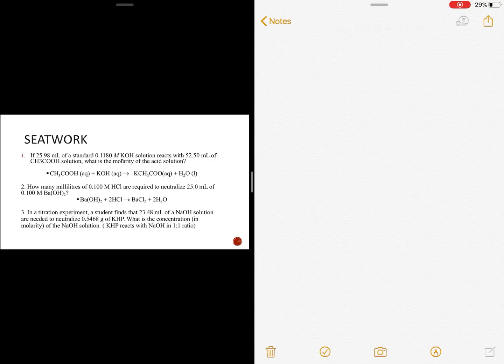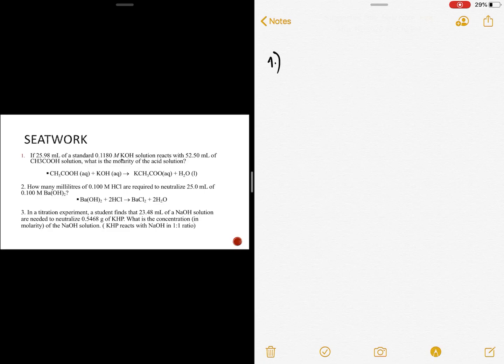Let's answer number 1. It says here, if 25.98 ml of a standard 0.1180 molar potassium hydroxide solution reacts with 52 ml of acetic acid solution, what is the molarity of the acid solution? Okay, CH3COOH is acetic acid. So this is a titration problem.